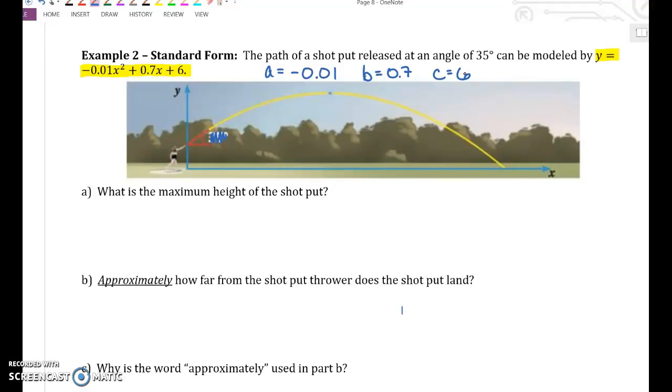Okay, now I'm going to be honest with you again. If it's in standard form, there is a little bit of math that we have to do. We have to find the vertex. But we've been practicing finding the vertex in standard form, so that shouldn't be that big of a deal. So we need to find the vertex. And your steps for finding the vertex are first to find the axis of symmetry and then plug that number in. The axis of symmetry is the opposite of b over 2a. So negative 0.7 divided by 2 times negative 0.01.